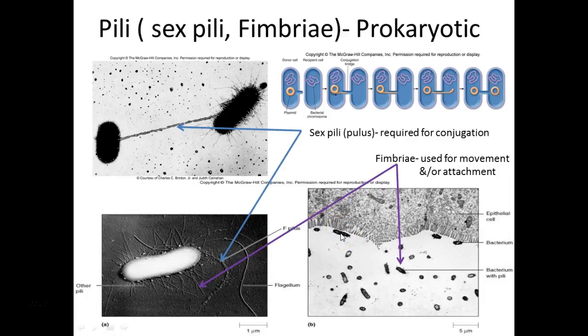So, for example, Neisseria gonorrhoeae that causes the infection known as gonorrhea, its pili, the specialized pili we call fimbriae, is what allows it to attach to our epithelial cells, right? So those proteins are grabbing onto proteins on our cells and are why we can get that infection, because they can stick to us.